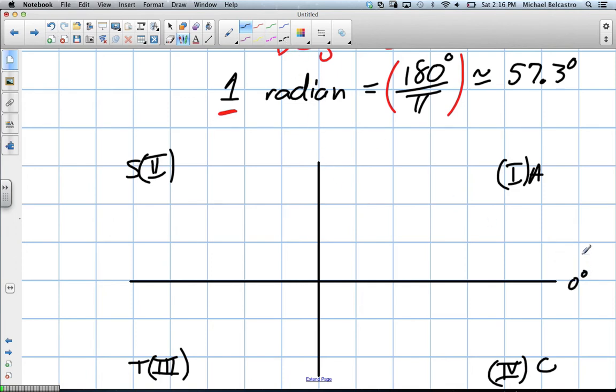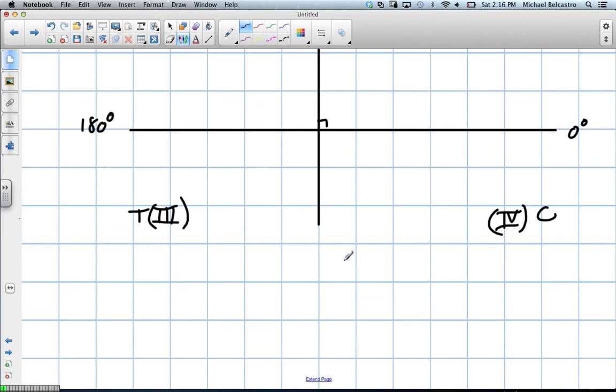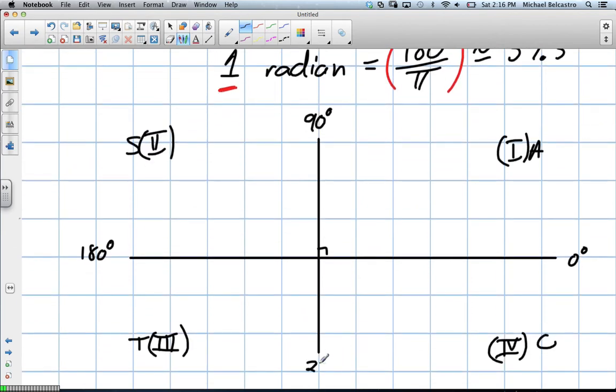Essentially, this is 0 degrees. This would be 90 degrees, right? If I drew an angle to here, this would be 180 degrees. This would be 270 degrees. And then if we got all the way back here, 360 degrees again, right? That'd be a full rotation of a circle.